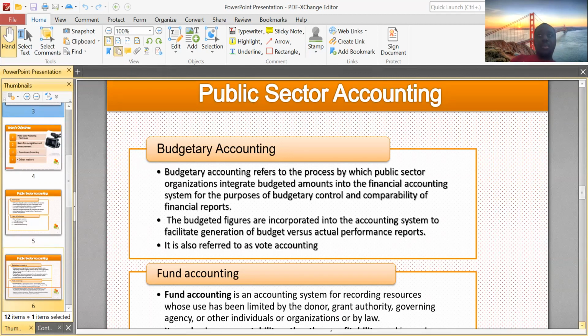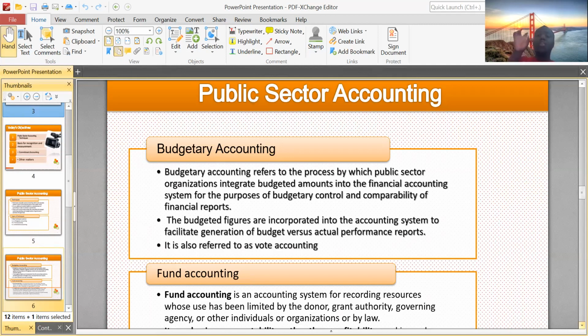What do we mean by variance analysis? After comparing your actual performance to your budgeted performance, what is the difference? Is the difference favorable or is it unfavorable? So the budgeted figures are incorporated into the accounting system to facilitate the generation of a report. And this report will be budgeted performance versus actual performance. Very, very key. So that's the whole idea of budgetary accounting.